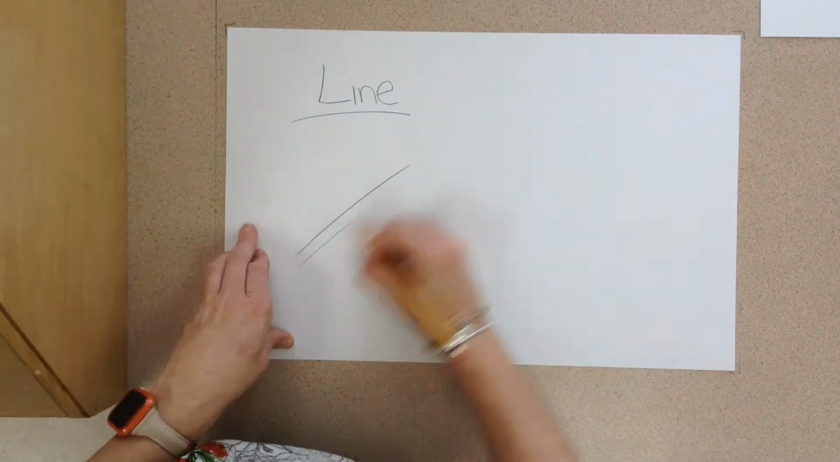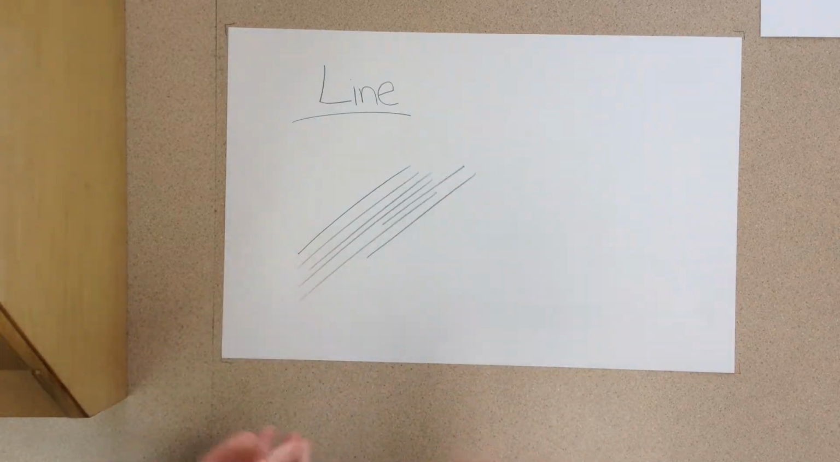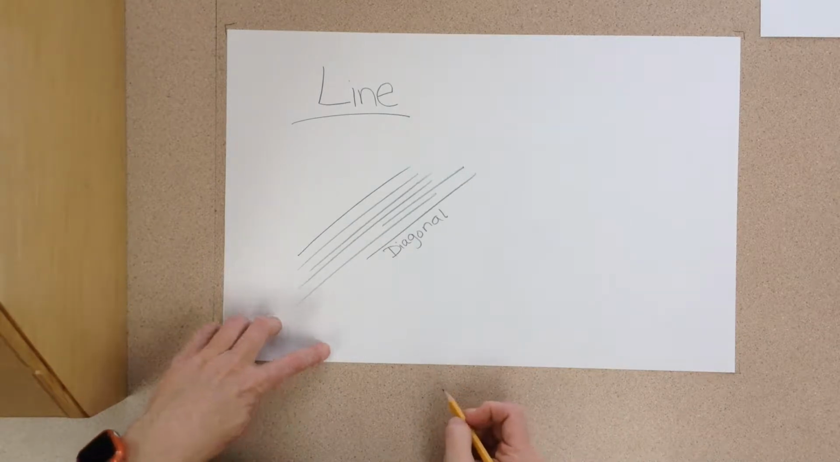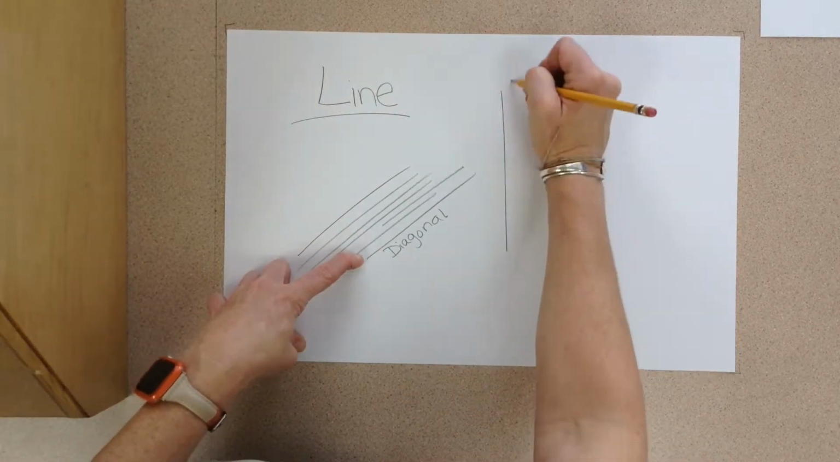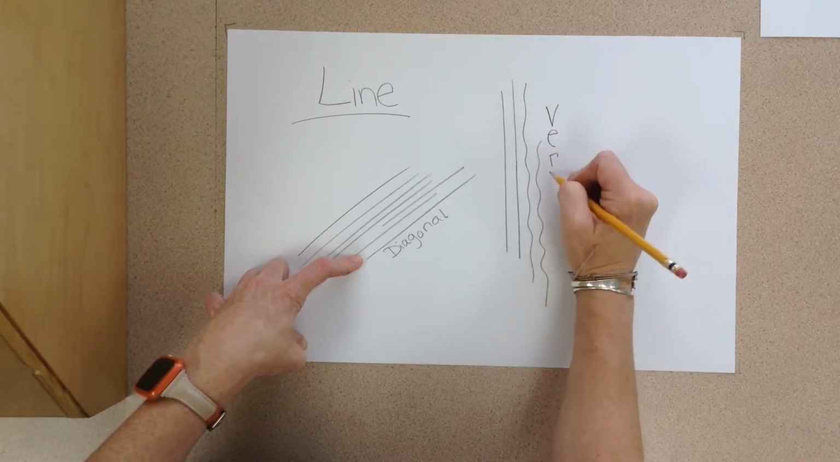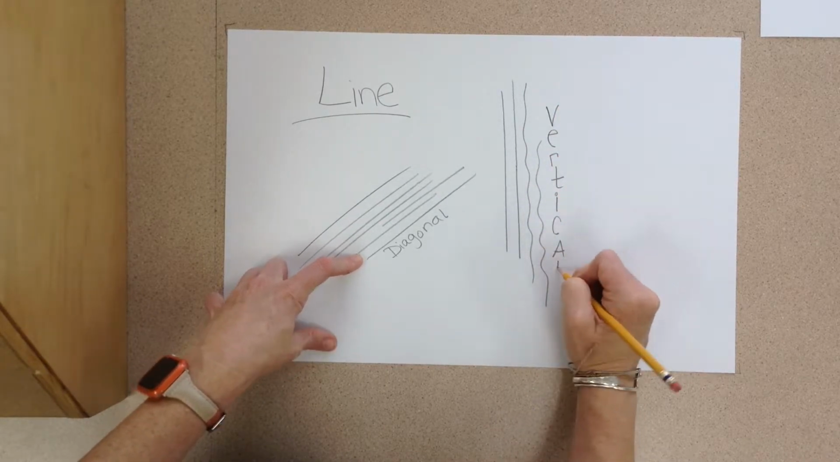First, let's look at line. Diagonal lines are slanted. They look like they're falling over. Vertical lines go up and down like they're standing tall. Sometimes vertical lines could be curvy or zigzagged. As long as they go up and down, they're vertical.